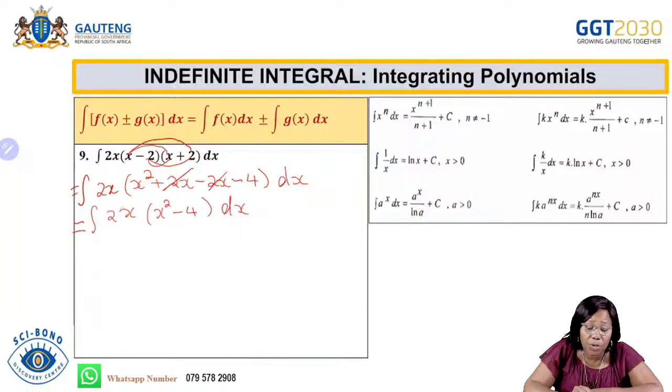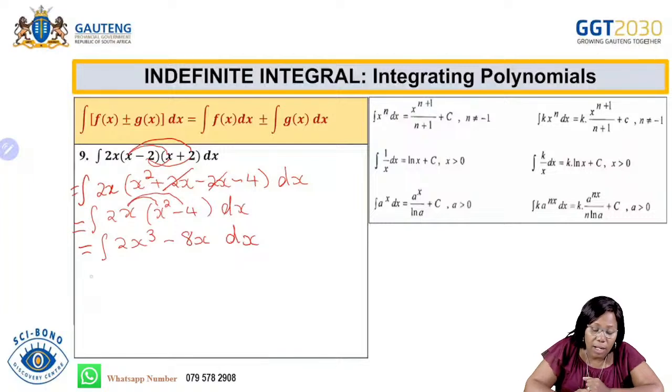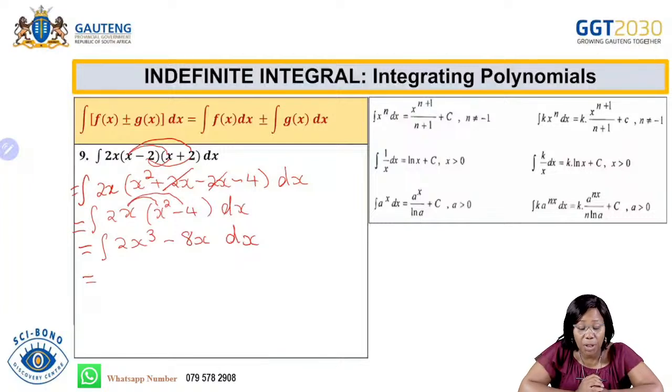So now we are going to multiply with the 2x. We are still simplifying. We bring down the integral sign. So it's 2x times x squared, which is 2x cubed. And the 2x times minus 4, which is minus 8x. We are integrating with respect to x. And then now continue, grade 12. Everything is now clear and simplified. We can't add this. These are not like terms because the first term is x to the power 3. The second one is x to the power 1.